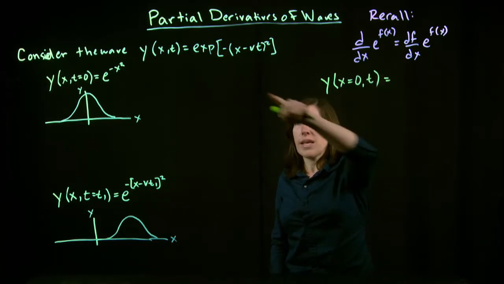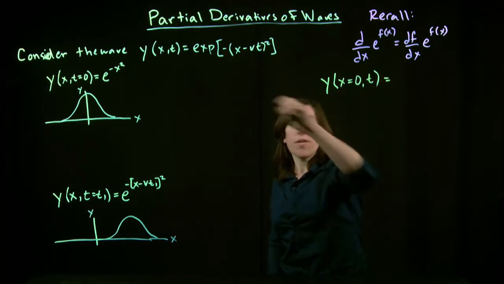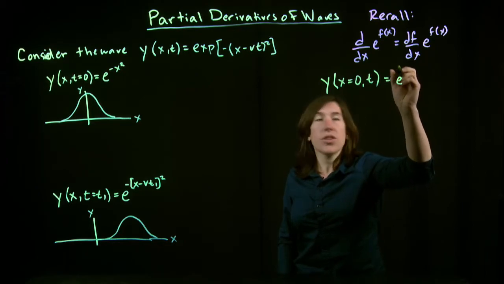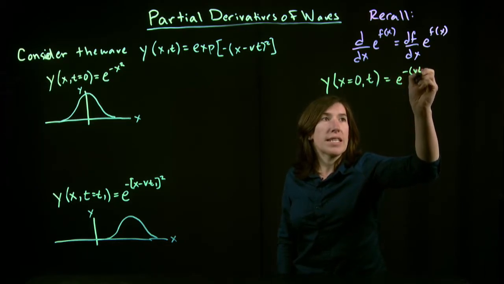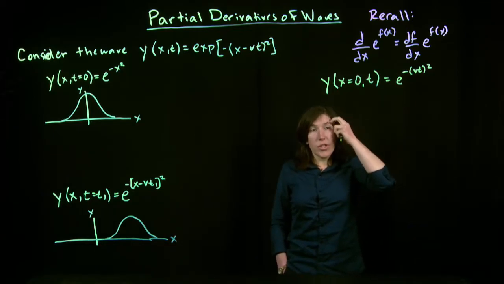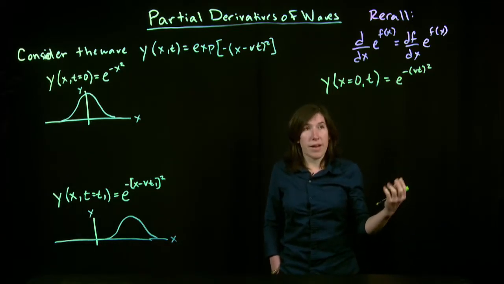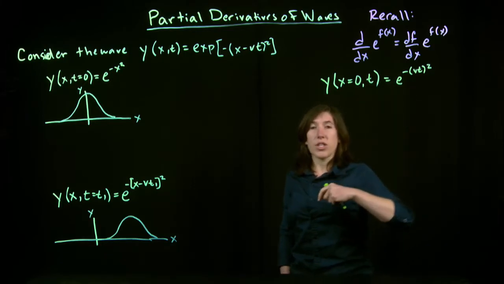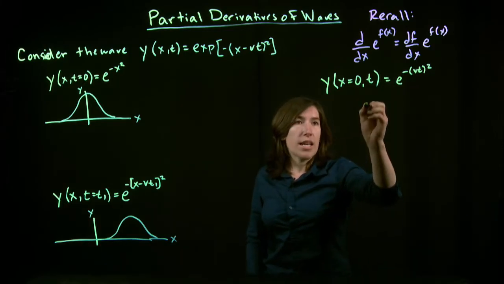And so again, plugging in 0 for x, this is the exponential of negative (vt) squared. And again, we see this is reduced to a function of only one variable. But now it's a function just of time. And again, we can plot this.